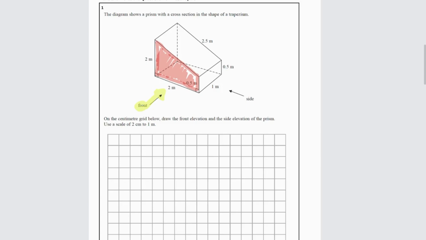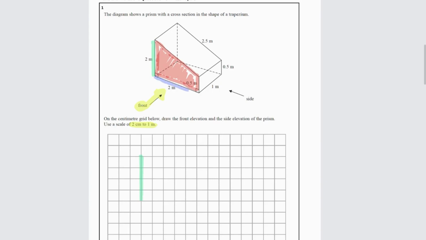So just looking at this side, it's 2 meters long, and we've got to look at the scale. It's telling us the scale is 2 centimeters to 1 meter. So that means our 2 meter line has got to be 4 centimeters long. So on the grid, 4 squares.